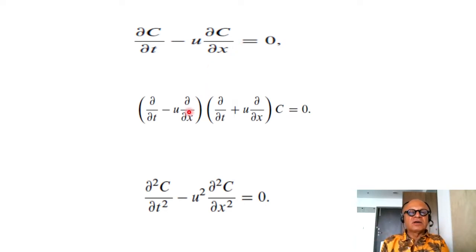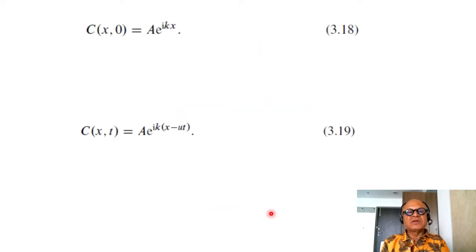So you can use the double operator. So this is not multiplication, it's an operator. So d/dt minus u d/dx acting on d/dt plus u d/dx of c. That gives us, if you solve for this, d squared c/dt squared. U is independent of t, so you know that'll go to 0, and so on and so forth. Minus u squared d squared c/dx squared equal to 0.